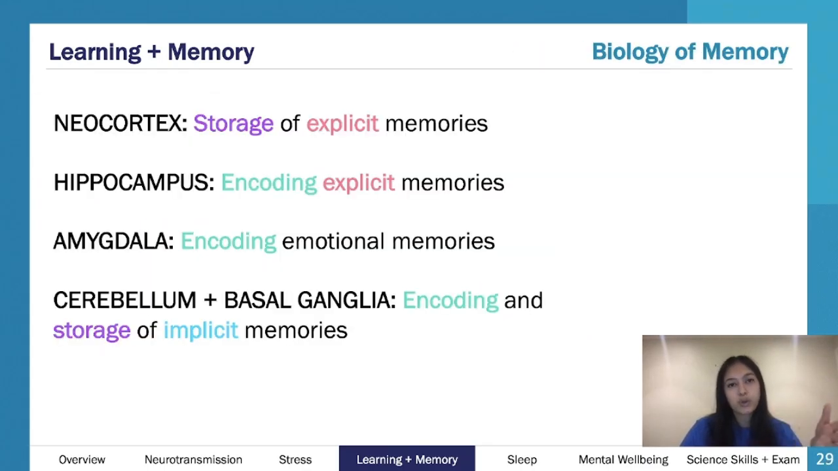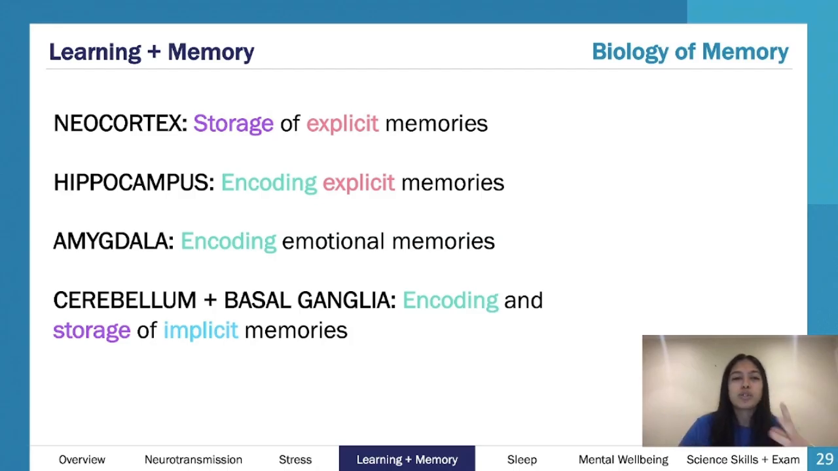Where they stay is the neocortex, and this is for your long-term explicit memories. Your neocortex is kind of like the outer layer of your brain. So your long-term memories are just sitting there all over the brain. Again, your hippocampus is very important with your episodic and your semantic memories.